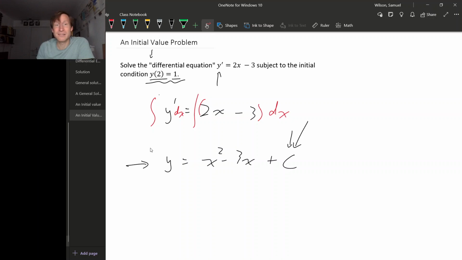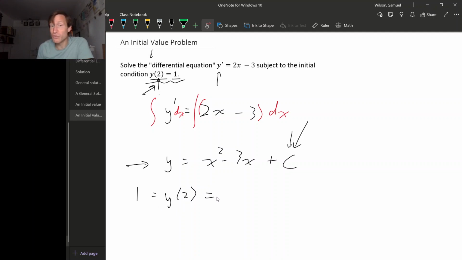Now let's apply the initial condition to find the particular solution that we want. So our initial condition is that y of 2 is equal to 1. This is called an initial condition even though the x value isn't 0. How you use the initial condition is the same whether the x value is 0 or not. So it just gets called an initial condition no matter what the x value is.